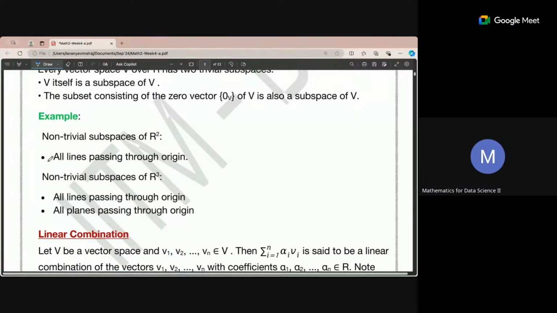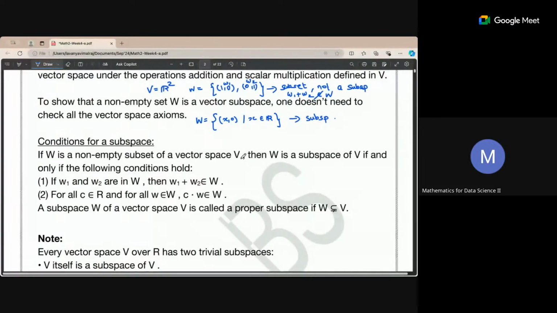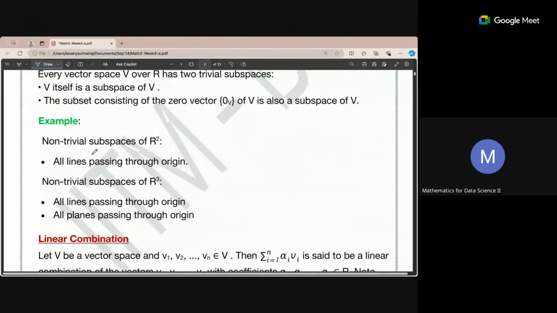Okay, so any line passing through origin is a subspace. Whatever other subspace you think of, for example, you see here, this is a line passing through origin. This is just simply the x-axis. Similarly, if you take any line passing through origin, that will form a subspace. And those are the only non-trivial subspaces of R2, under usual addition and multiplication.